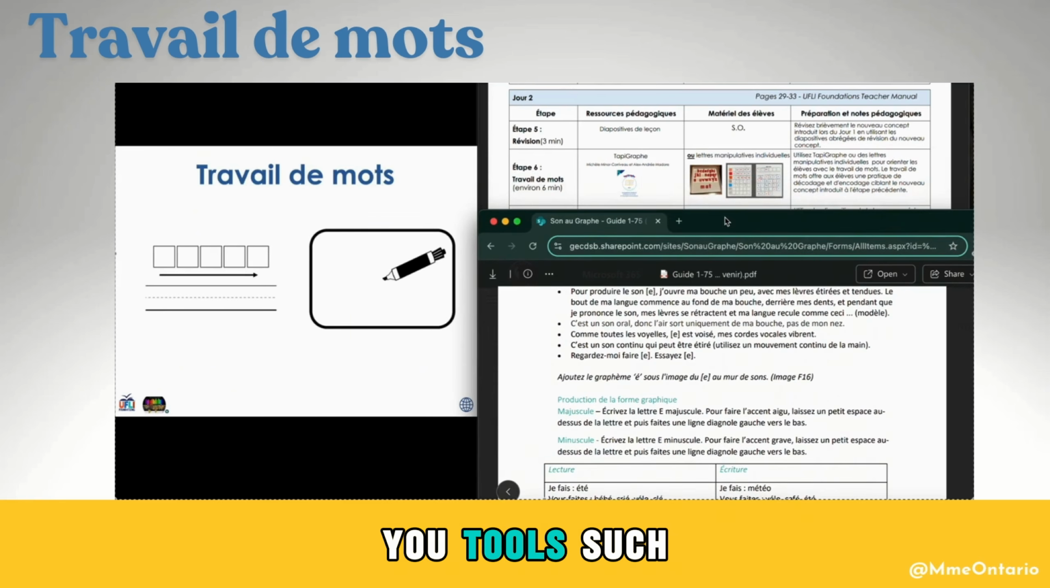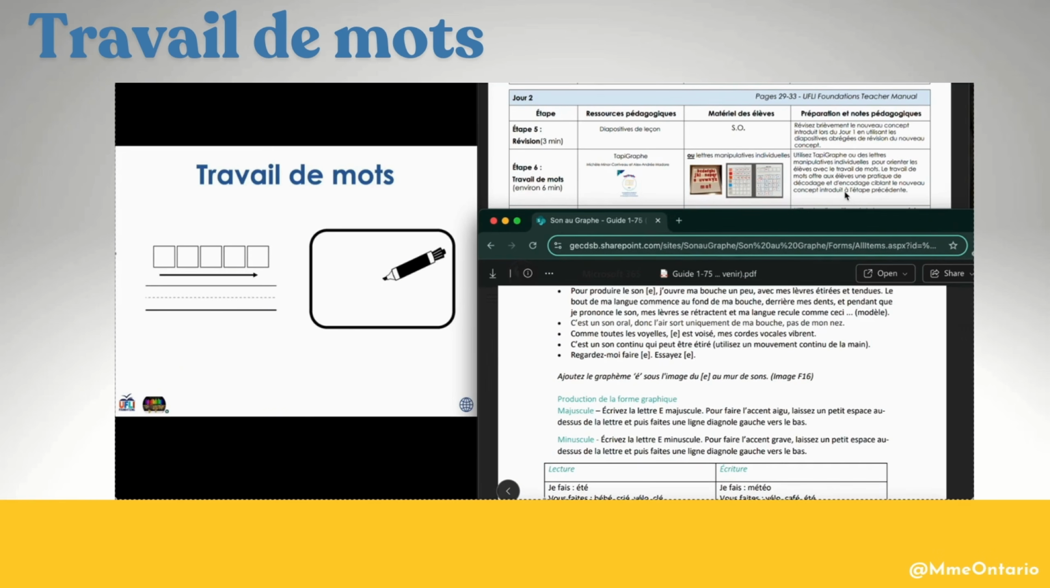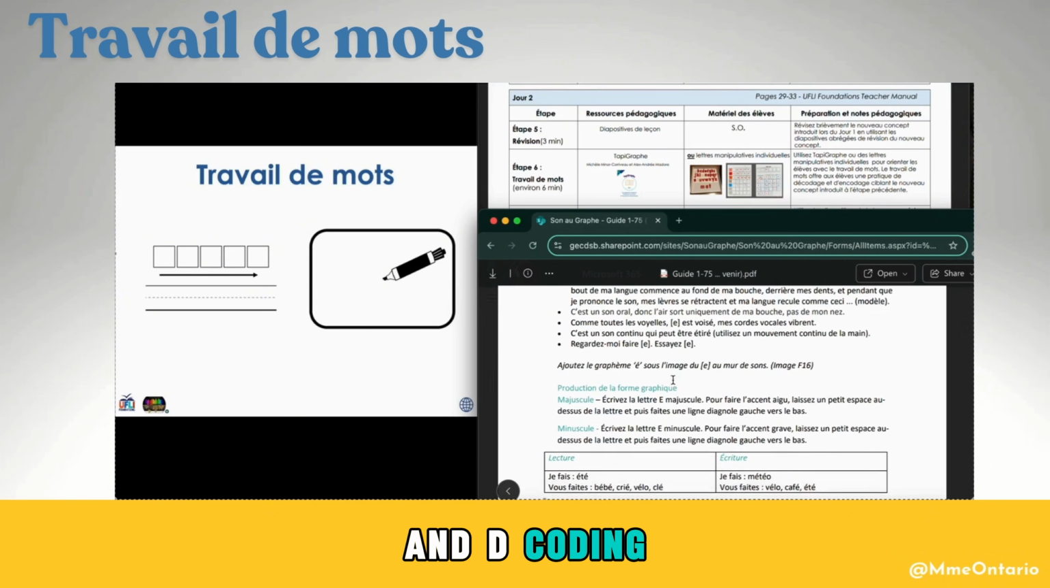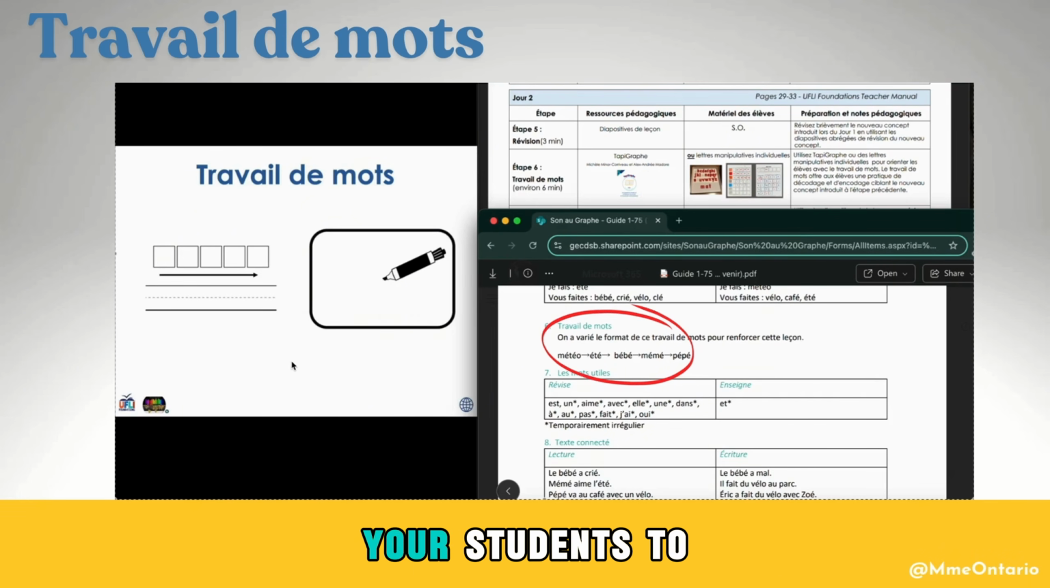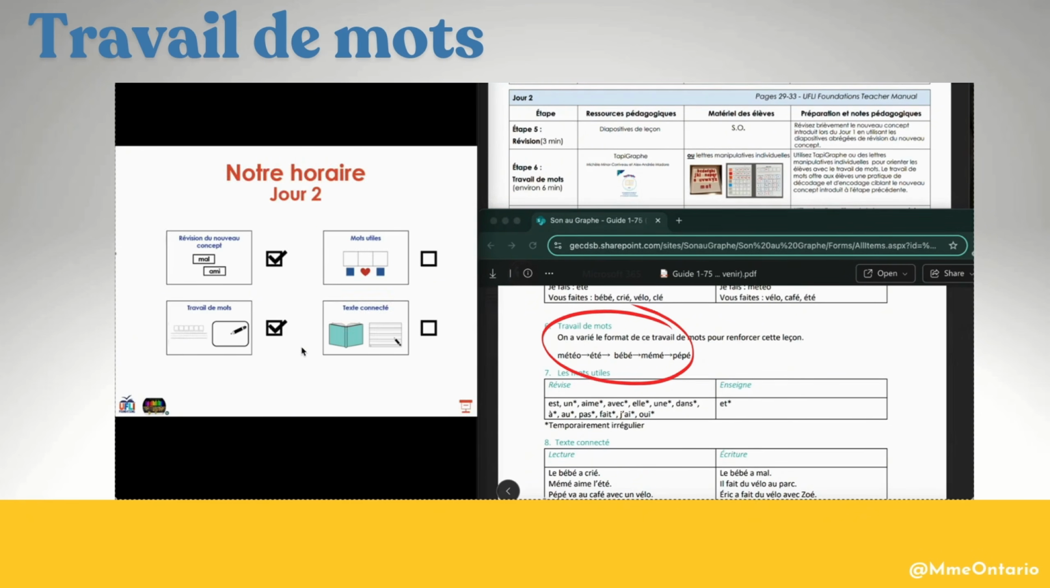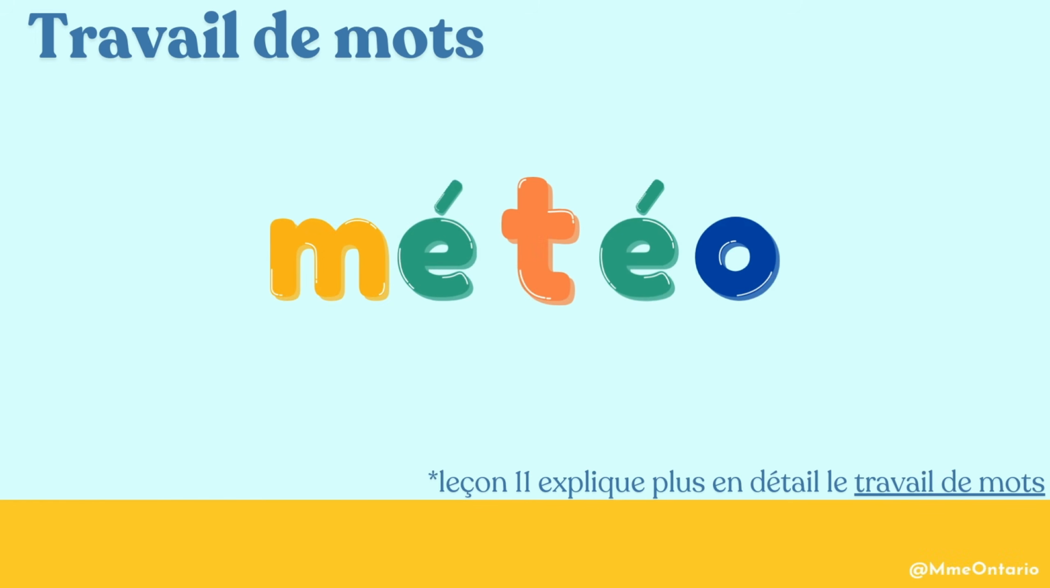The guide gives you tools such as tapigraph. For this part, students will practice encoding, which is writing, and decoding, which is reading. The words you will be using are listed on the lesson. So for example, you will ask your students to make the first word, such as météo. "Fais le mot météo." Then you will ask them, "Enlève la lettre M et la lettre O dans le mot météo. Quel est le nouveau mot?"